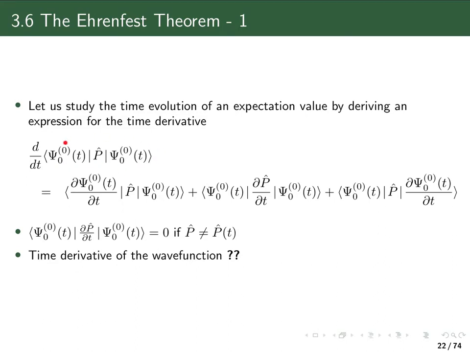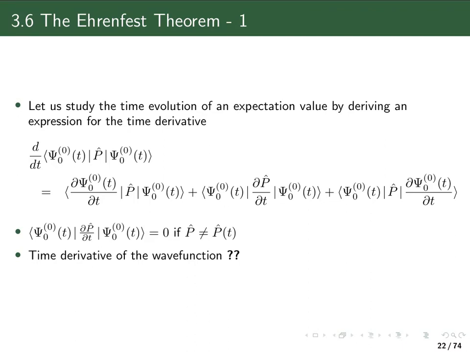And again, here we have a product of three terms, and therefore we have to use the product rule, which means that we are going to get three terms. One where we take the derivative of the wave function in the bra, the last term where we take the derivative in the ket, and the one in the middle where we take the derivative of our operator with respect to time. Now let's assume that we are in the situation where our operator P is not depending on time, which is in a way the normal case.